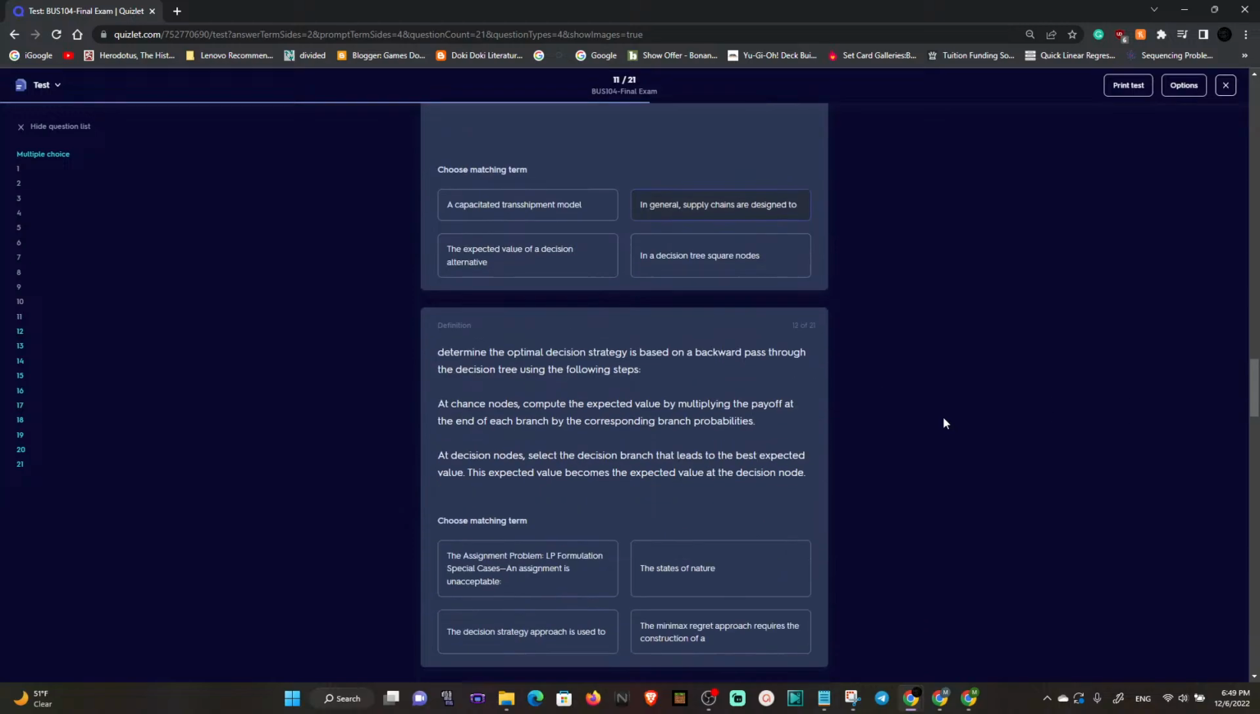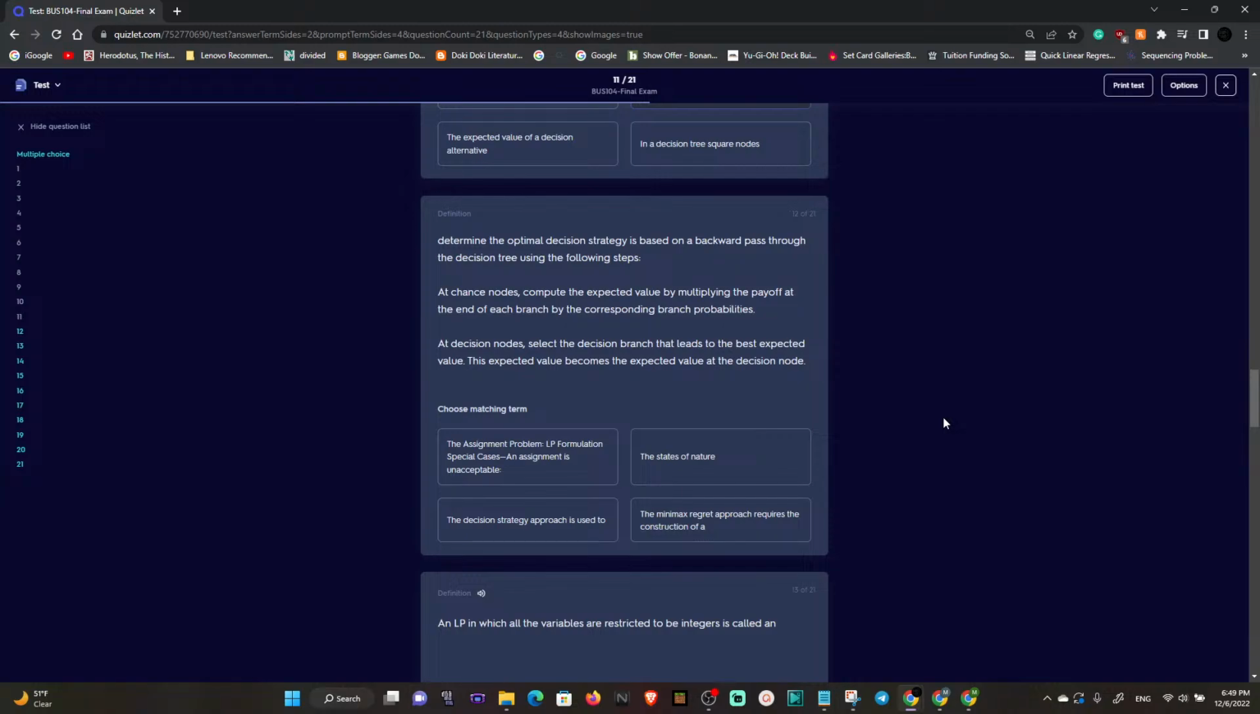Determines optimal strategies based on the backward pass through the decision tree using the following steps. Chance node computes, multiply payoff. Okay, it's B.